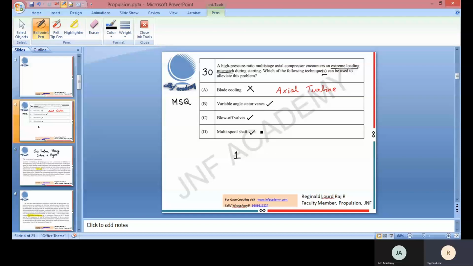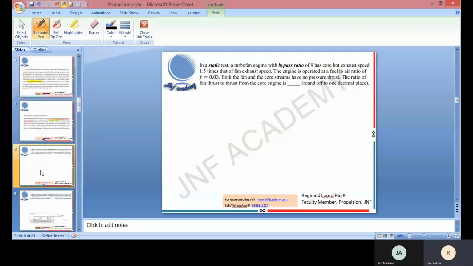If you mark B, C and D correctly, then you get 1 mark. If you mark anything else, you get a 0 mark. Okay, proceeding with the next question.